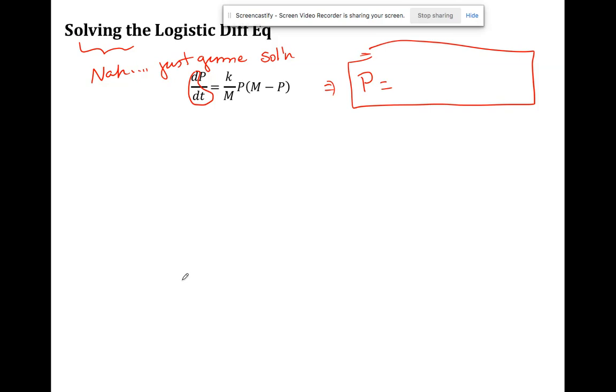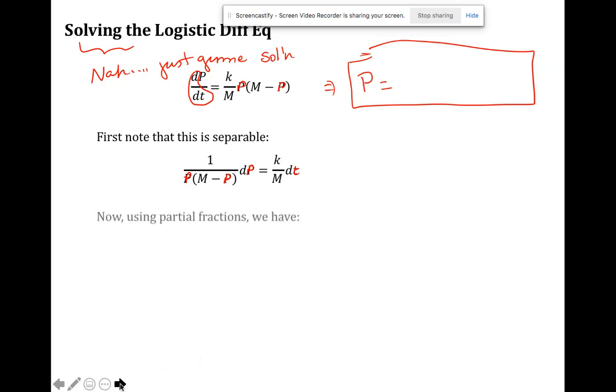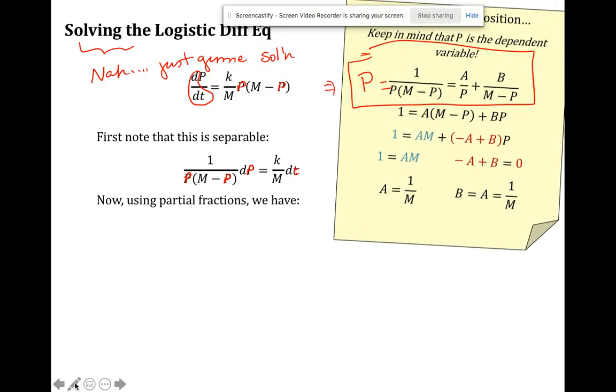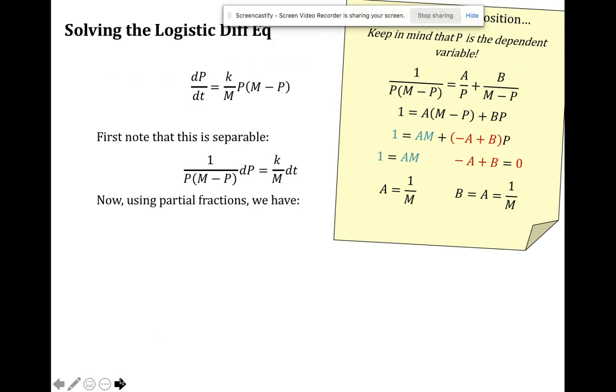But note that if you're going on in math, then this is something that you're going to have to eventually do. So this is a separable differential equation because the dependent variable is on the wrong side. So I did some algebra and I separated it so that all my p's are on the left and all my t's and constants are on the right. Remember, k and m are just constants. So the left side is going to take partial fractions. So that's the math I did with the partial fractions work. Right, solve for a and b.